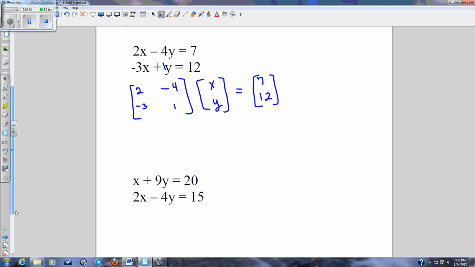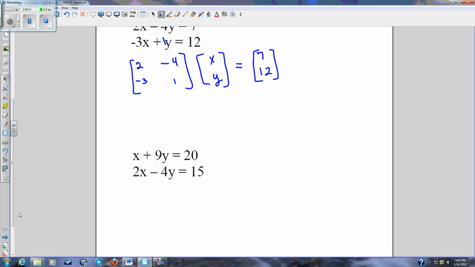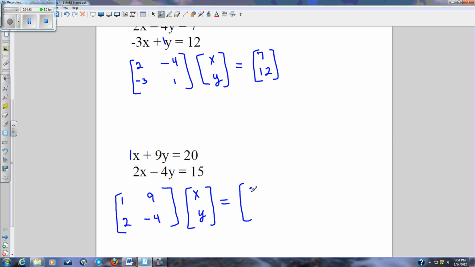Okay, so let's say that we want to write a matrix equation for this one. x plus 9y equals 20, and 2x minus 4y equals 15. You're going to put a 1 in front of your x, and your coefficients are 1 and 9, 2 and -4. Your variables, x and y, and then your constants of 20 and 15. So you've basically got 3 matrices here. Okay, so that is pretty straightforward.